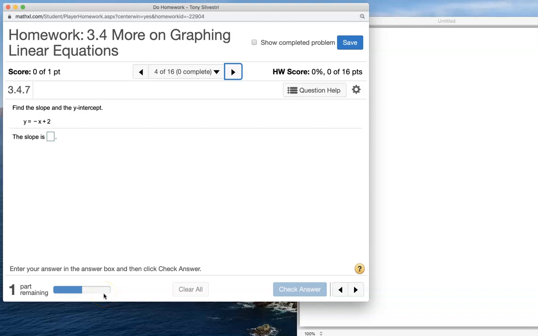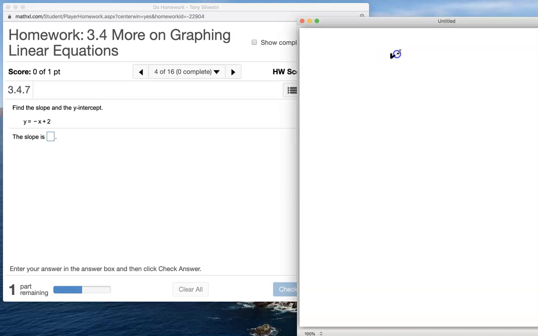Welcome to section 3.4. This is titled More on Graphing Linear Equations. Well, let's continue with basically what we left off in 3.3. Graphing. Let's put this equation down on my sheet of paper and see what's so special about this.